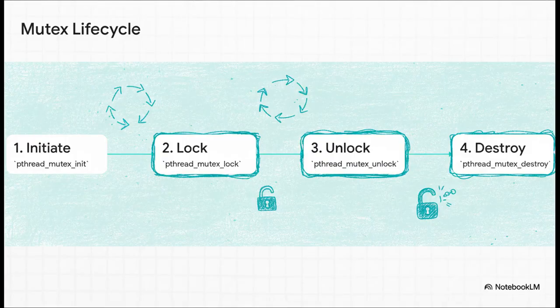Now, using a mutex isn't a free-for-all. There's a strict 4-step dance you have to do every single time. First, you initialize it. Step 2, right before you touch that shared data, you lock it. This is you putting the Do Not Disturb sign on the door. Step 3, and this is absolutely critical, as soon as you are done, you unlock it. And finally, when you're completely finished with it, you destroy it to free up resources. Init, lock, unlock, destroy. You can't forget a single step.